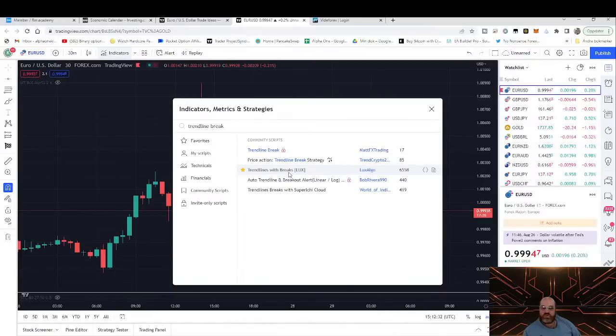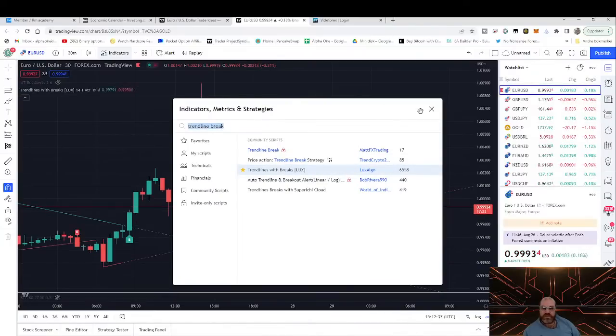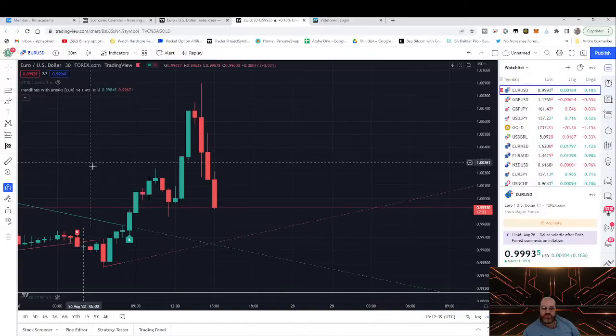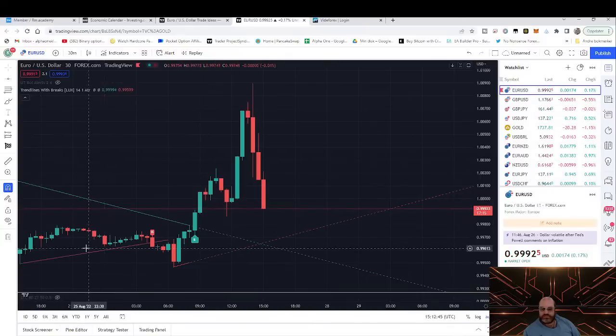You then add this one from Lux Algo. Let's add that to the chart. This looks very nice on 30 minutes and 15 minutes. So this one will basically give you alerts when you get a confirmed trade.